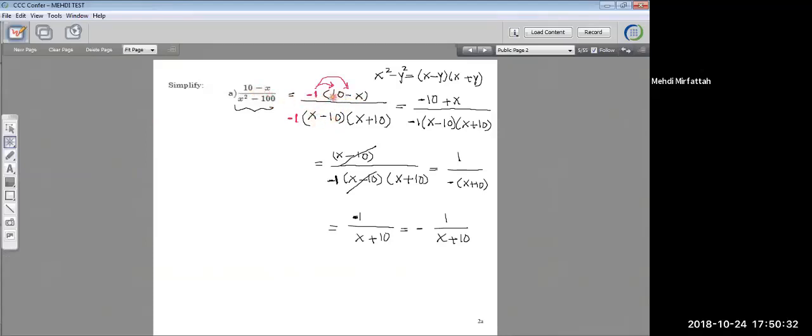Another way to look at this is if I factor a minus 1 out of one of these, then one would become equivalent to the other one. So this is how you simplify that.